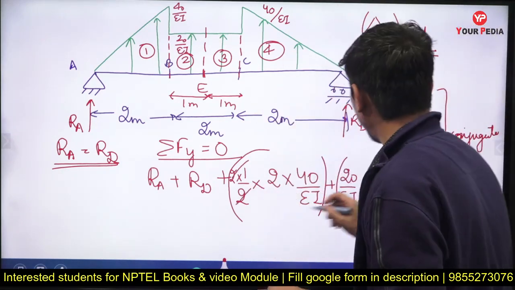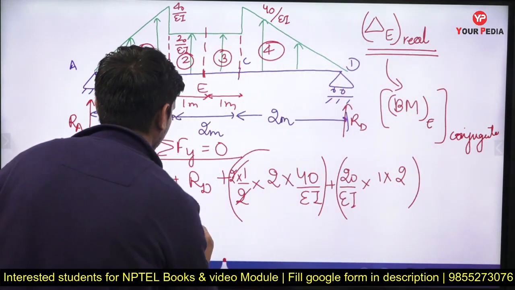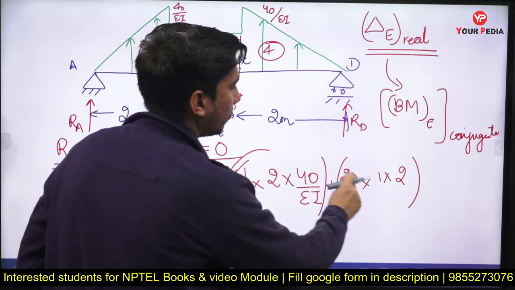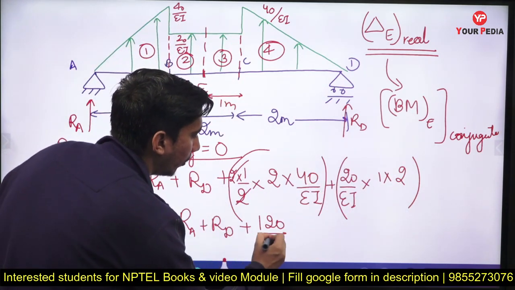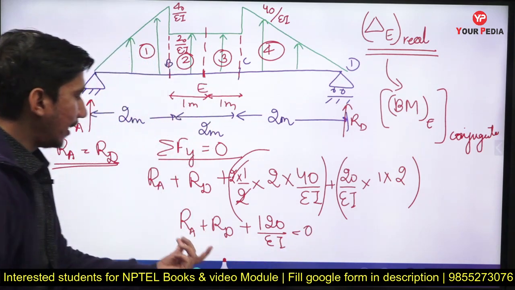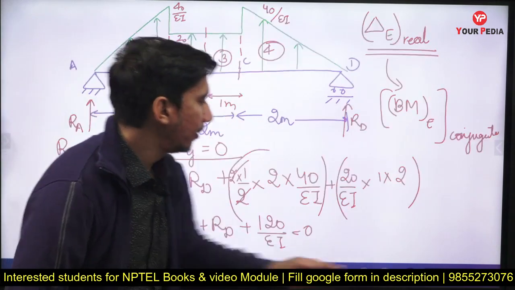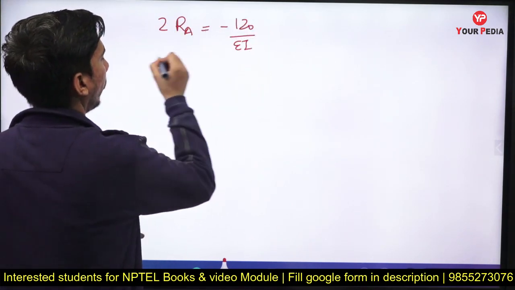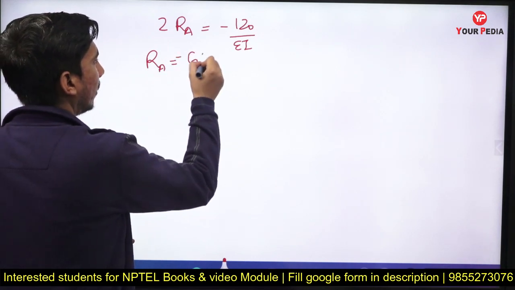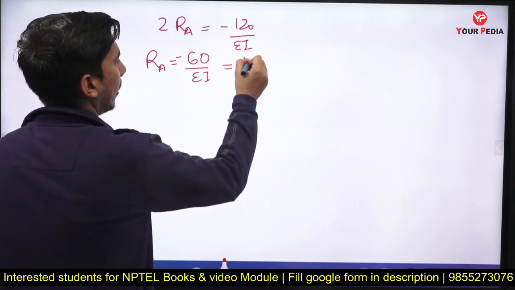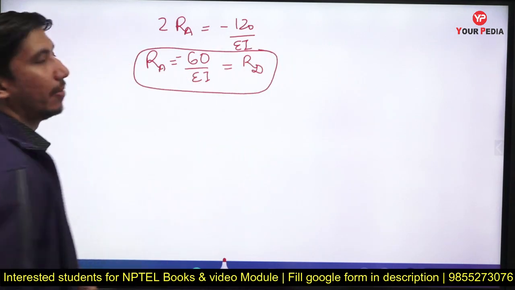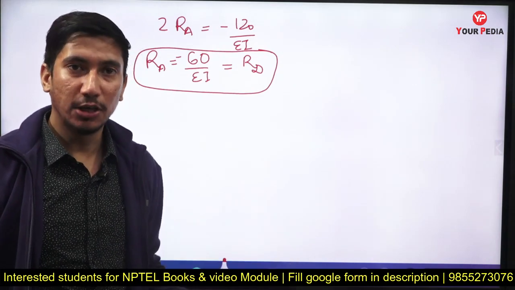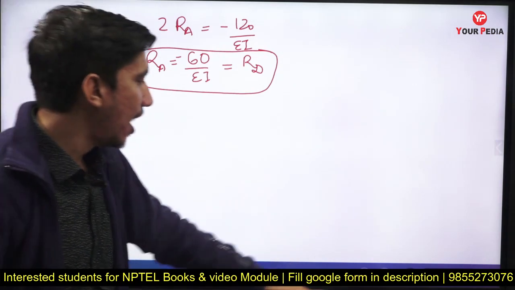So now I can write the equation. I have RA plus RD plus this, which becomes 80 upon EI, and this becomes 40 upon EI. So this becomes 120 upon EI. Since RA and RD are equal, 2 RA is equal to minus 120 upon EI. So RA is minus 60 upon EI, and RD will also be equal to minus 60 upon EI. So this is the value of my support reactions in this case. Both support reactions will be equal and their value will be minus 60 upon EI.